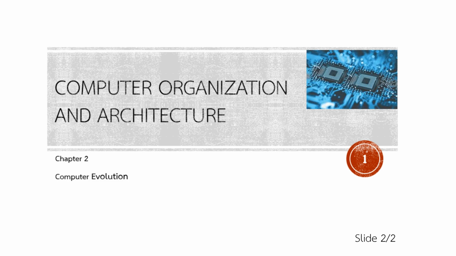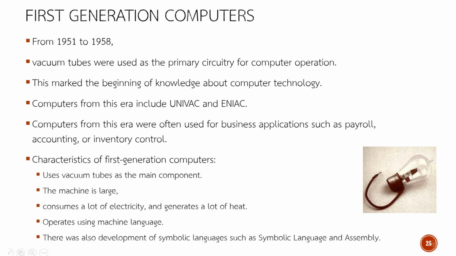Computer Organization and Architecture. Chapter 2. Computer Evolution. First-generation computers. From 1951 to 1958, vacuum tubes were used as the primary circuitry for computer operation.